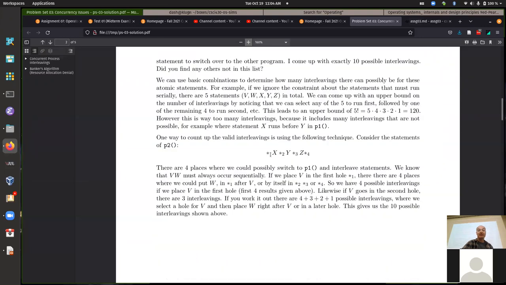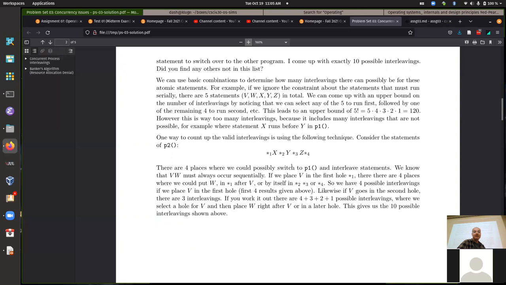And if you work that out, we've got V and W. You can start by saying both V and W go in what I call hole one here, since X, Y, and Z have to execute sequentially. That ends up with one interleaving, VW, XYZ. But W always has to come after V. So the only other possibilities, if V is in hole one, is to have W in two, three, or four. So there are four possible interleavings where V is first and W is in one of these places: VW, XYZ; VX, WYZ; VXY, WZ; or VXYZ, W.